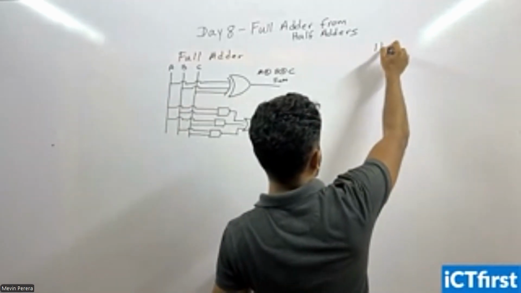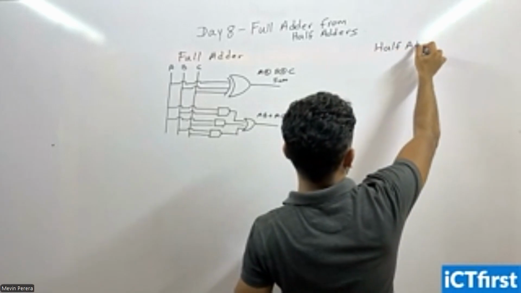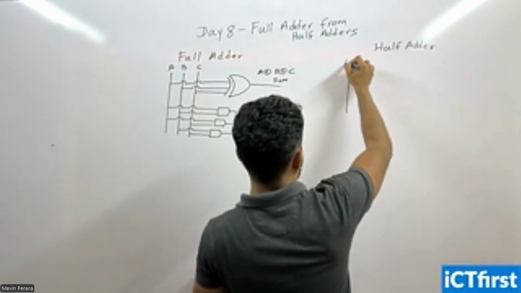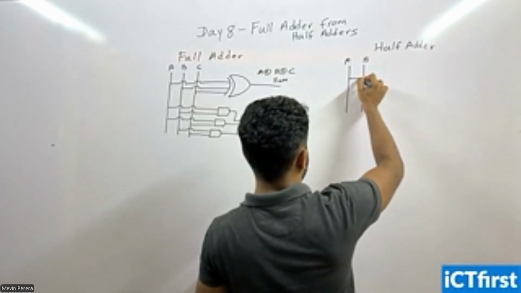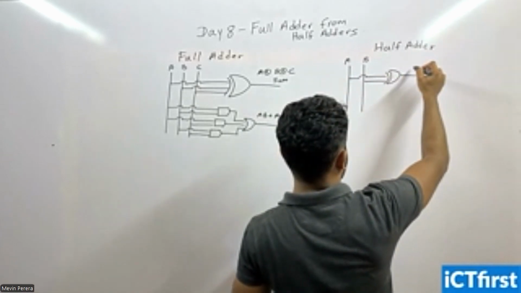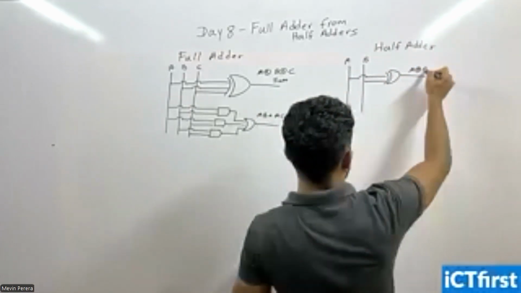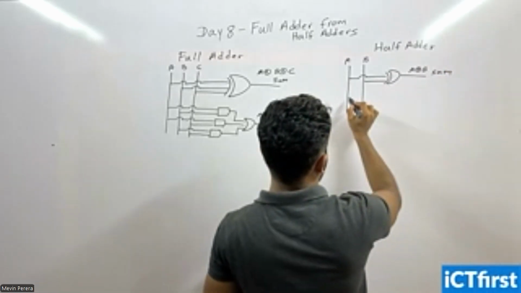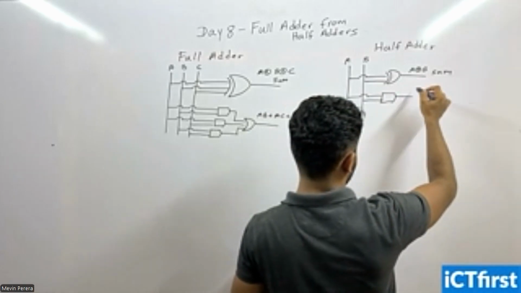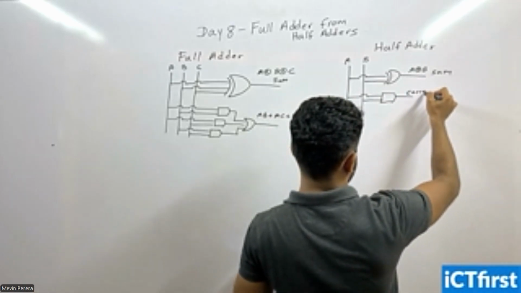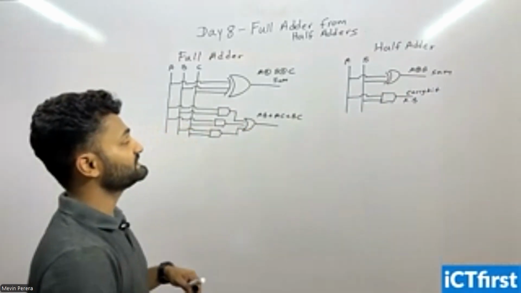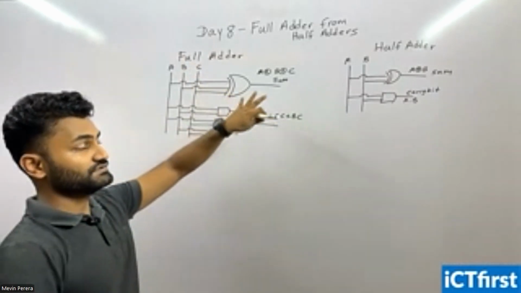So this is what the full adder looks like. So let me draw the half adder as well. So when it comes to the half adder, we have the same A and B. Only two inputs are there. This goes through an XOR gate, which is A XOR B. That is the sum. Then once again, it goes through an AND gate, which is the carry bit, which is A dot B. So what I'm going to do is draw the full adder using the half adder.